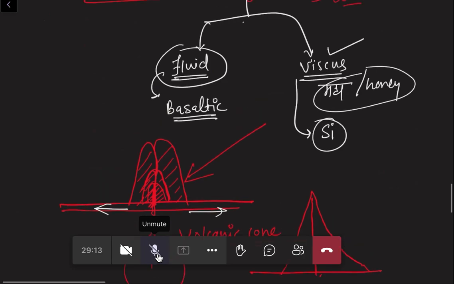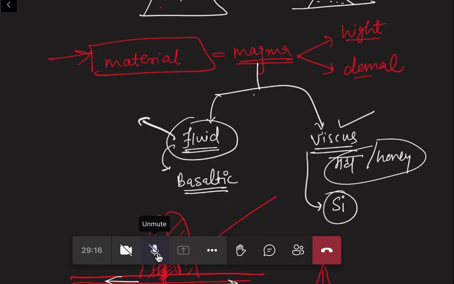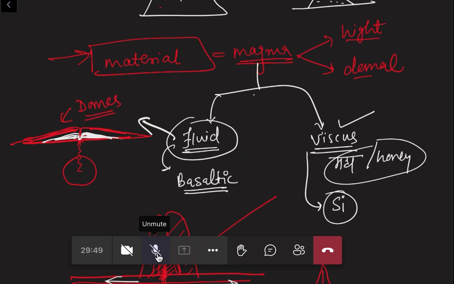Now, if the magma is fluid, if the magma is basic, what will happen? Suppose this is again a land surface and magma is coming out. Now, when it comes out, it will not stay here. It will flow like water, right? So you will get a somewhat flat structure. Then next time when it erupts, it again gives you a flat structure. Okay, so these are domes. These are not mountains. These are domes or domal structures that will get created.